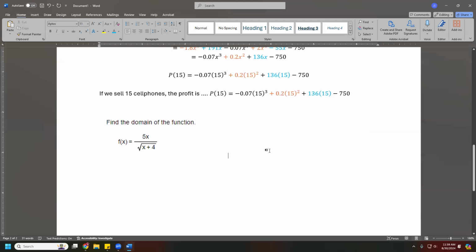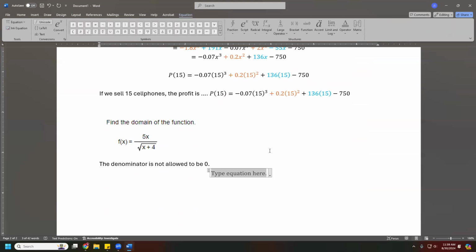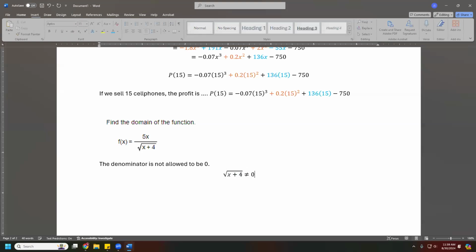Okay, and for finding the domain of this function, step 1 is assume you've got all real numbers. Assume everything works. Step 2 is look for fractions. I do see a fraction. The denominator is not allowed to be 0. If the denominator ends up being 0, I get a divide by 0 error. So I would take my entire denominator, which is square root x plus 4. That's not allowed to be 0.